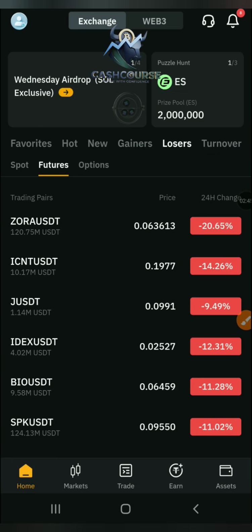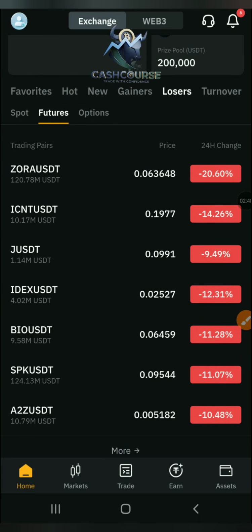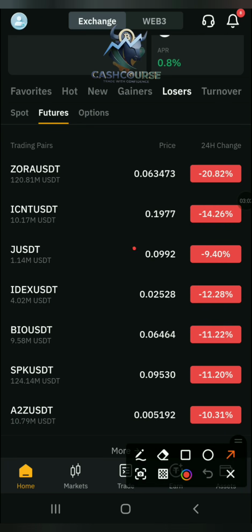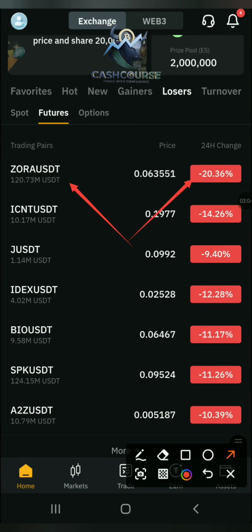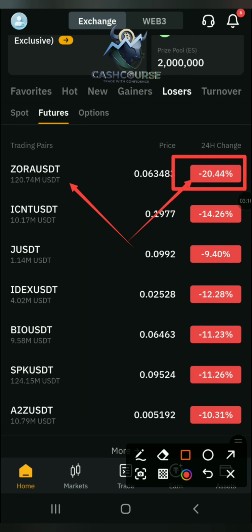Now that's where step number 2 comes in, right? So step number 2 is look for coins that do not have much percentage decrease. What I mean by not have much percentage decrease, you see, this Zora USDT is having 20%. So it might be that this Zora has reached its peak level, and it's about to actually reverse to the upside. Maybe it has reached its oversold level. So personally, I prefer to go for anything from 14% downward.